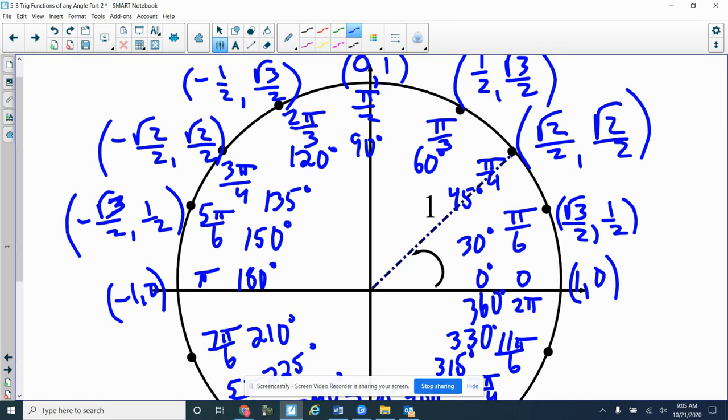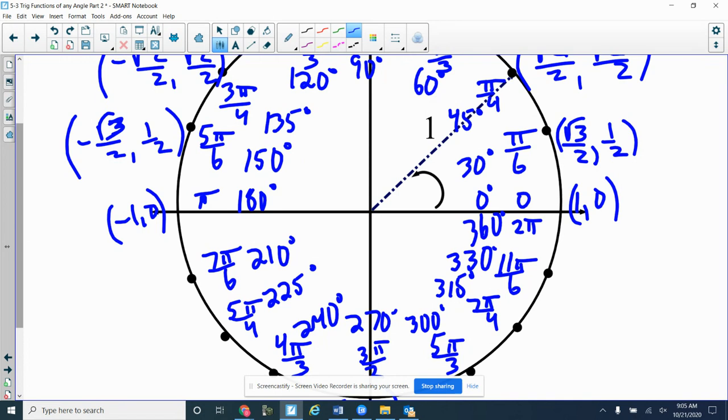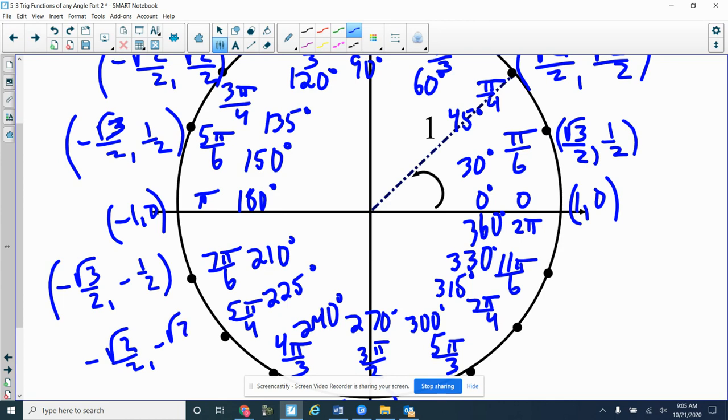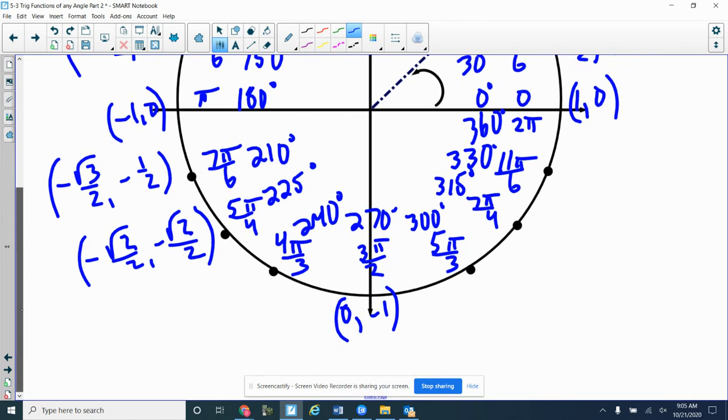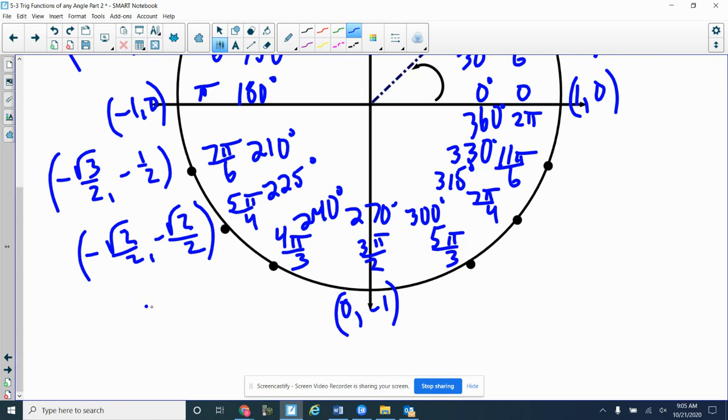Down below here, what would the coordinate for 7 pi/6 be? Josh? Negative radical 3/2 and -1/2. Perfect. Negative radical 3/2, -1/2, followed by negative radical 2 over 2, negative radical 2 over 2. And for those of you who are thinking to yourself, there's no way we remember all this, shame on you. This would be negative 1/2, negative radical 3 over 2.